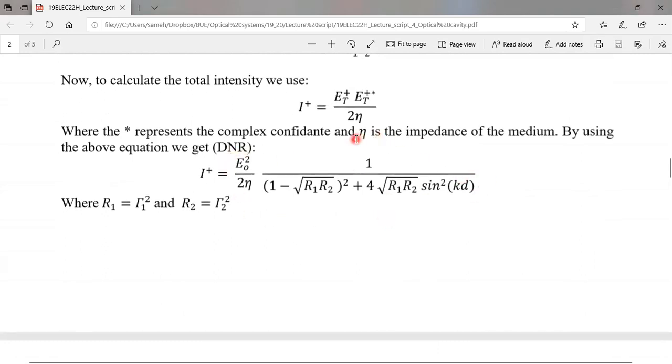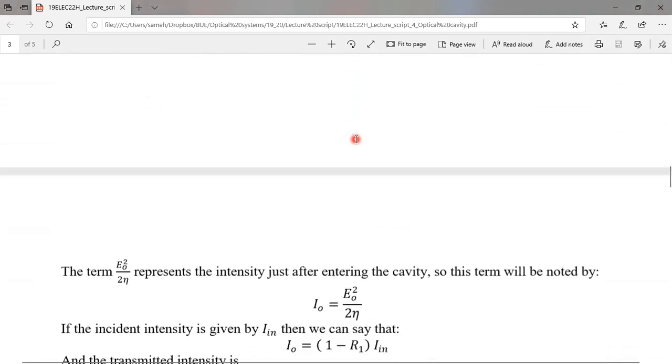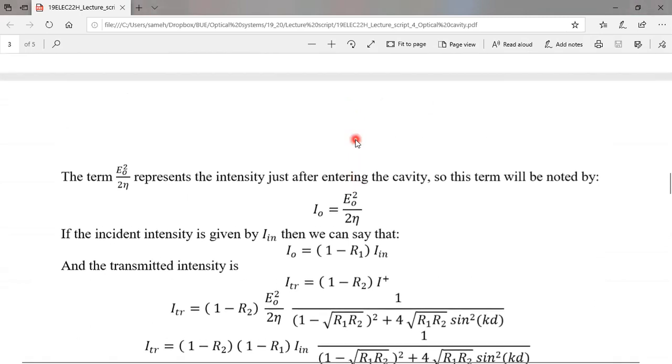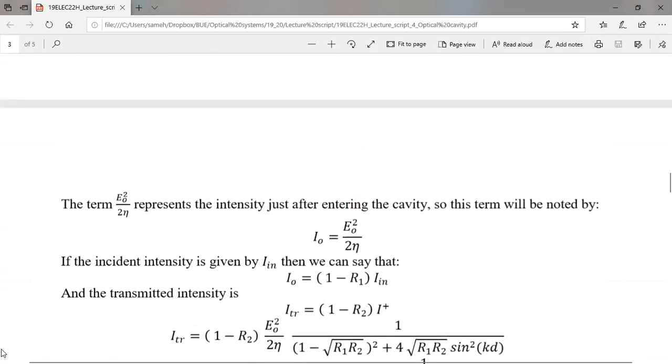That's great. But let's now write it here. I think we will find it here somewhere. Yeah, so let's stop here. Okay, so this one is typically what I say. This is 1 minus R2 multiplied by the previously calculated I1 plus, or I plus. Sorry.